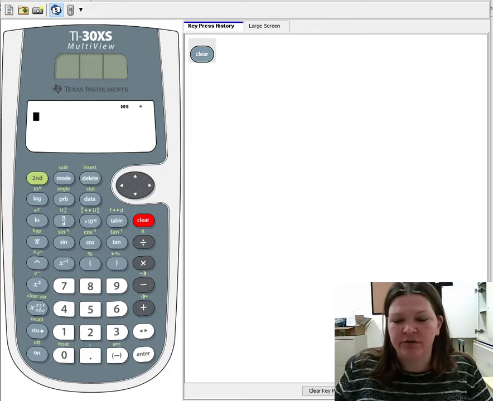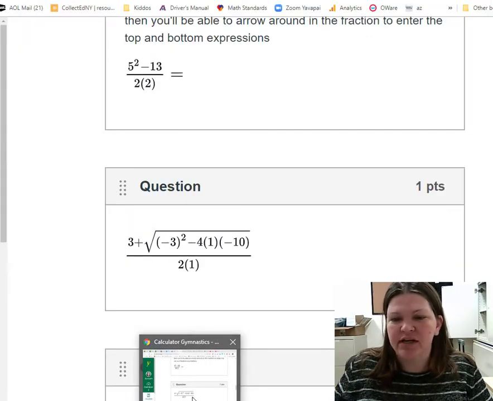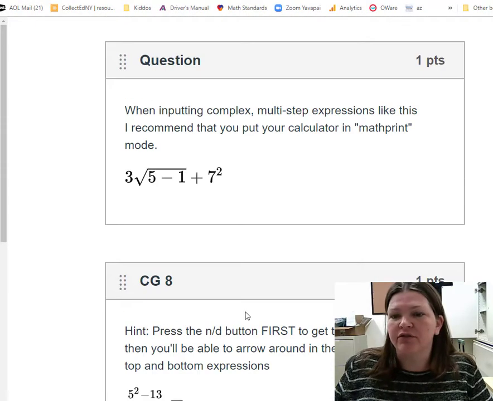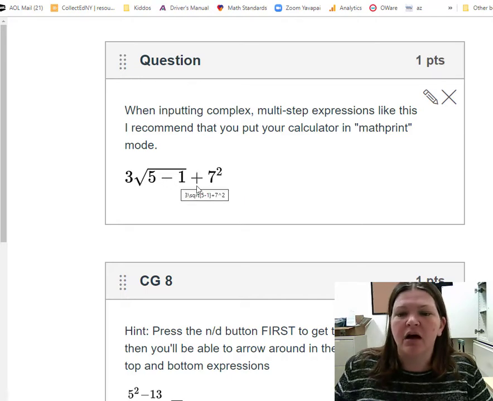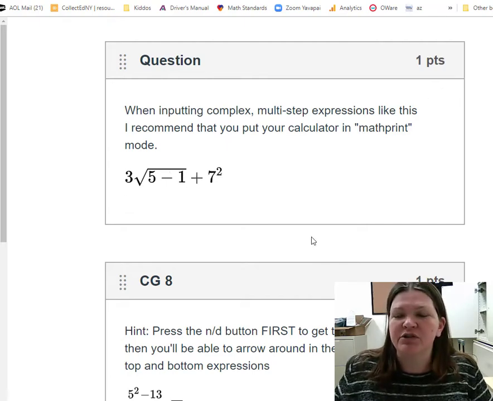So if you want to, let me go show you what one of these problems looks like at first, so you have some context. Got a few of them. Okay, here's my first one. This is a lot going on here. So we have 3 times the square root of 5 minus 1 plus 7 squared. It's a complex expression. There's tons of different operations going on, which means order matters.